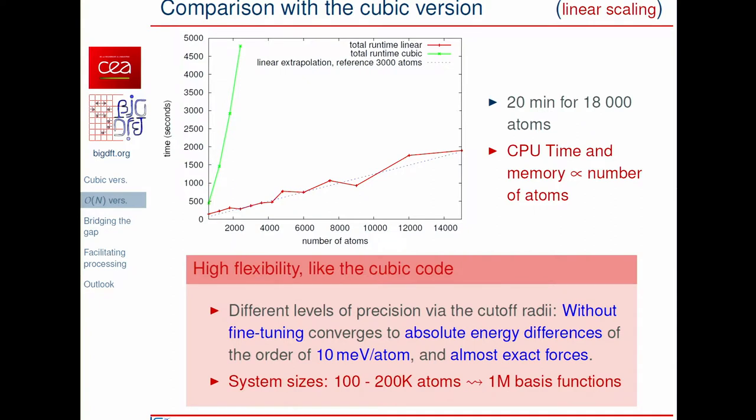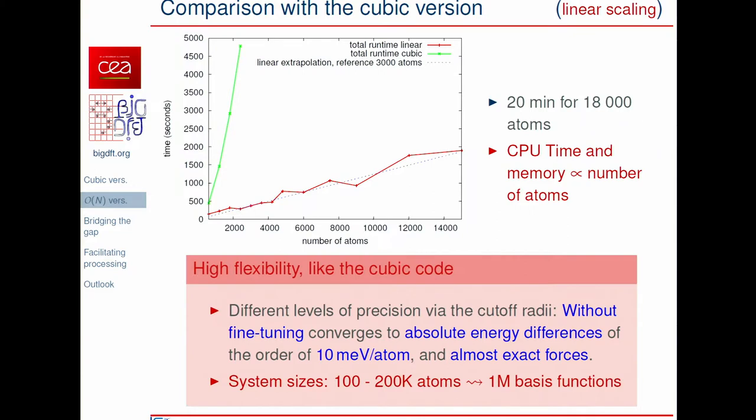Okay, so if we compare with the cubic version, because you have the dense matrix, you have some difficulties doing a large calculation. Contrary to that, with linear scaling, you can say that we can calculate for a large number of atoms. The CPU time is linear, but also the memory. So we decrease the memory a lot because the orbitals are localized.